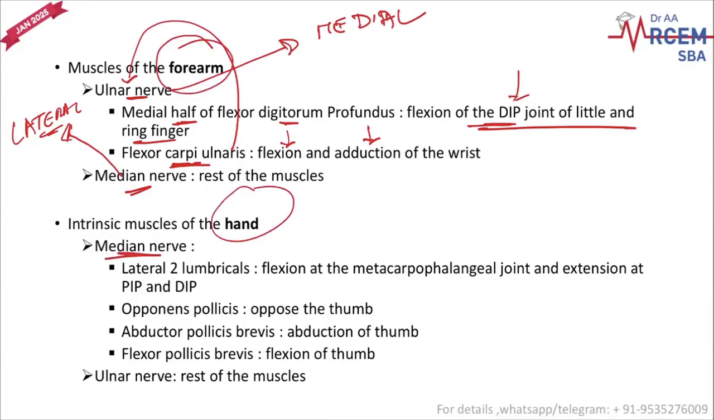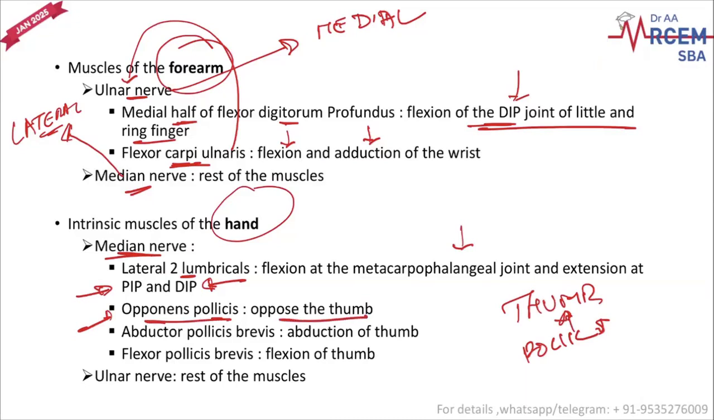The thing you need to remember is the median nerve supplies two lumbricals, which cause flexion of the metacarpophalangeal joints and extension of the proximal interphalangeal joints and the distal interphalangeal joints. It supplies opponens pollicis. Whenever pollicis comes, it means thumb. Okay, so just remember pollicis means thumb. In any tendon, if they are using pollicis, it means thumb. Opponens pollicis, so opposition of the thumb.